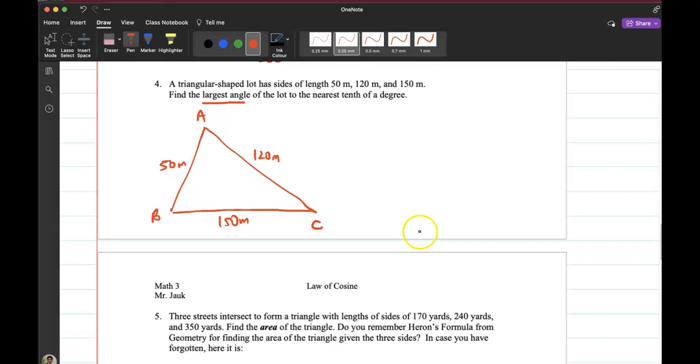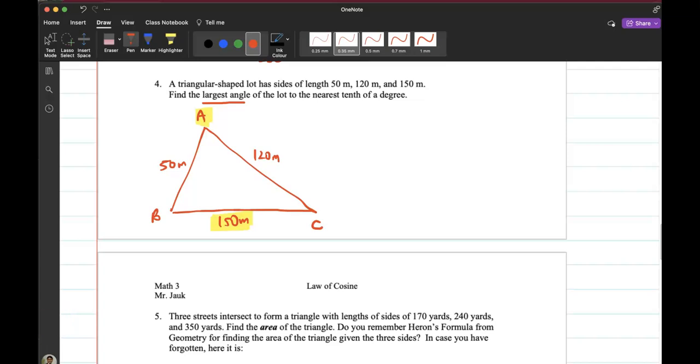Would that be B? No, C. Now, there's a theorem which says that in a triangle, the largest side will have the largest angle opposite it. So it would be A. And the smallest side will have the smallest angle. I was thinking it was going to be opposite, but yeah.